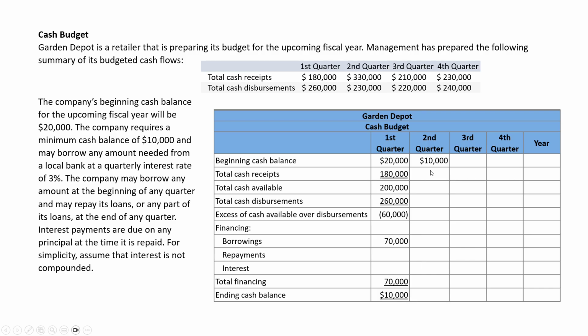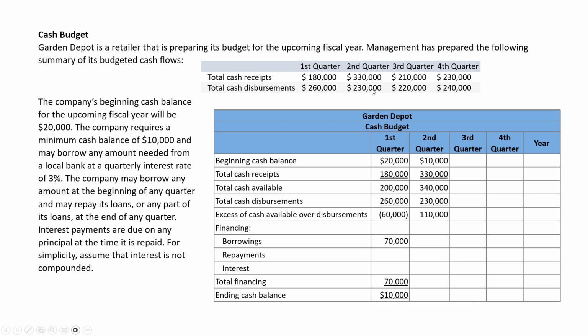Now let's hope this works out better for us and we have some cash available to do a repayment of at least part or all of our loan. Our expected cash receipts in the second quarter were $330,000, so it looks like maybe this is a seasonal business, more cash is coming in. Add that to our predicted beginning balance of $10,000, our cash available is $340,000.